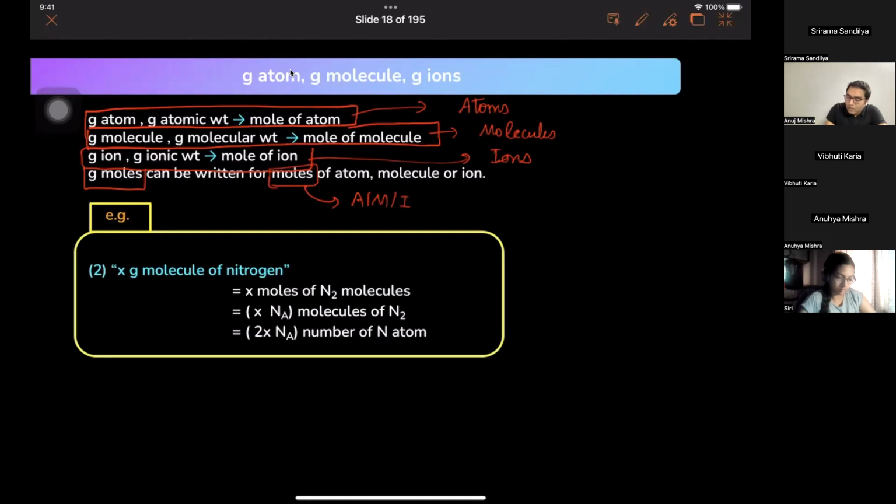For instance, NH3. Answer in chat box. Is it an atom, a molecule, or an ion? Just type A, M, or I, whatever it is. Type in chat box.